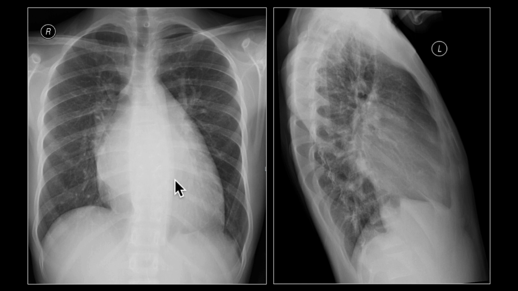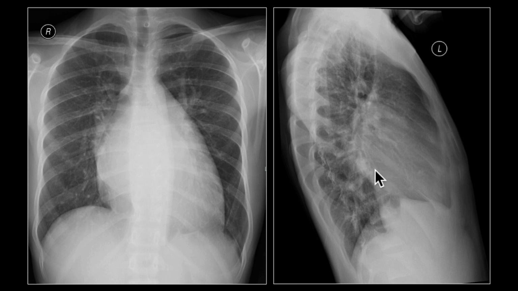Now, once you decided that the left atrium is abnormal, and this is a cardiac case, you have to double check the rest of the cardiac chambers. So make sure that the left atrium is not dilated in association with dilatation or enlargement of the right ventricle, left ventricle, or even the right atrium.